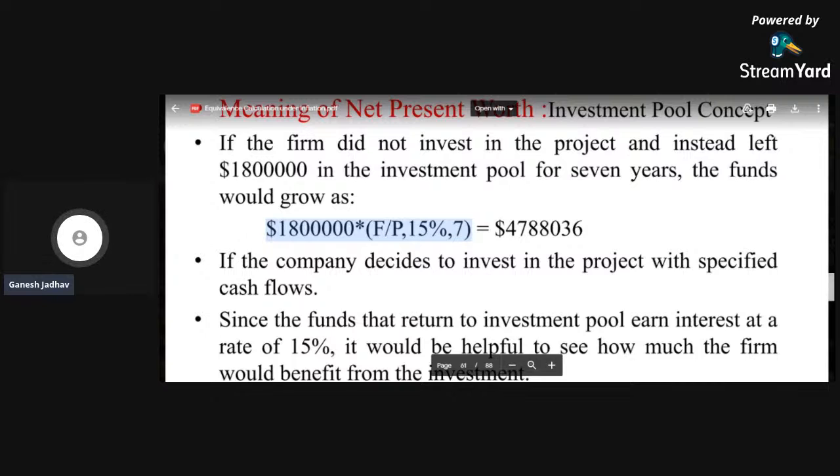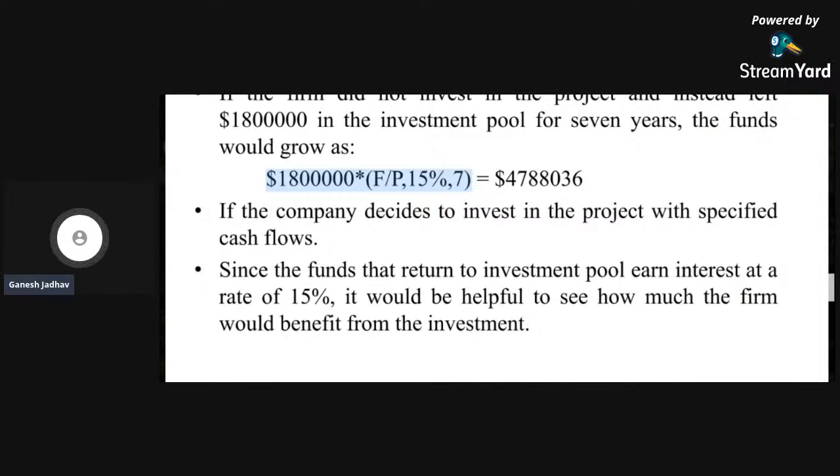Then another one. What they say: if a company decided to invest in the project with the specified cash flow, specified means as per the future present worth analysis, since the fund return investment would earn interest rate as per 15%. Here the value of i is 15%, and the value of P is 1.8 million, so we can calculate the future value.